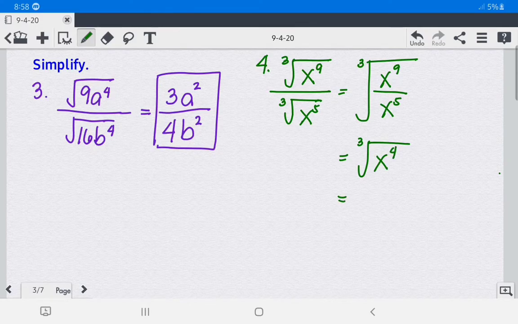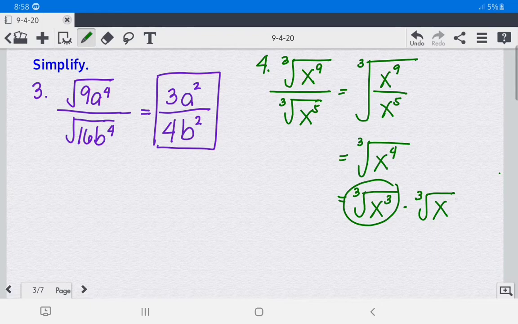Next, we're going to factor this radical. We have to factor x raised to the 4th power, wherein one of its factors is a perfect cube. We have cube root of x cubed times the cube root of x. From 4, you're going to think of a number less than 4 which is divisible by the index 3. So that is 3, right? This is the perfect cube factor, and this is the non-perfect cube factor.